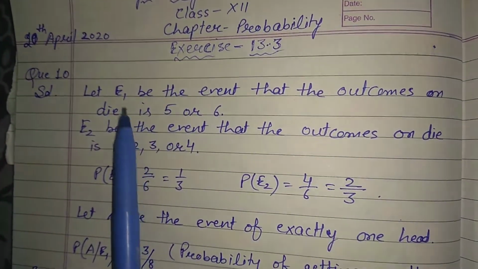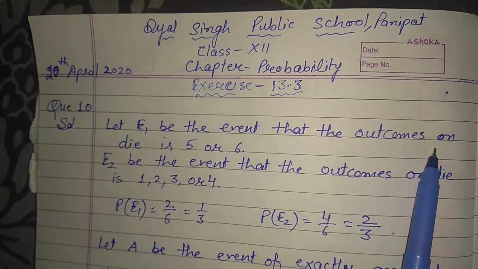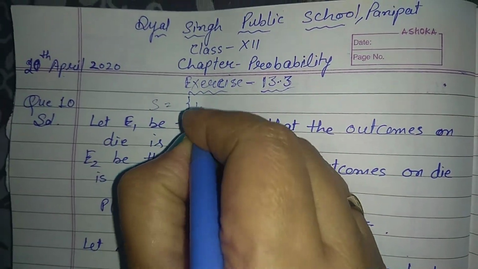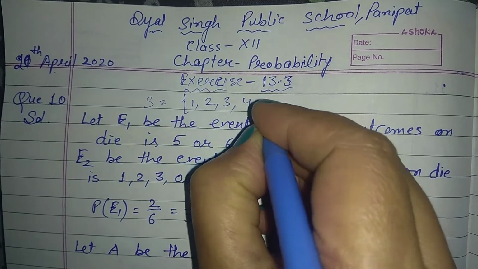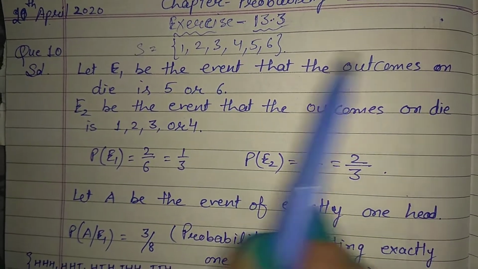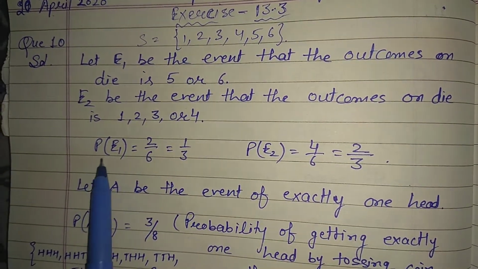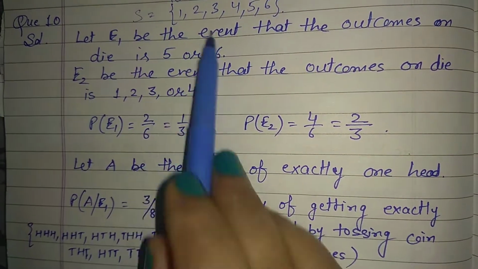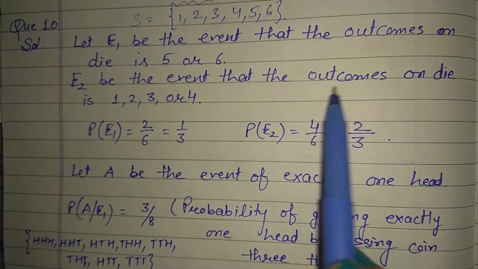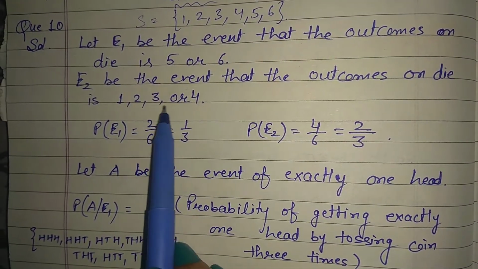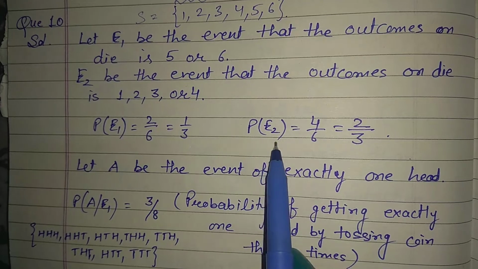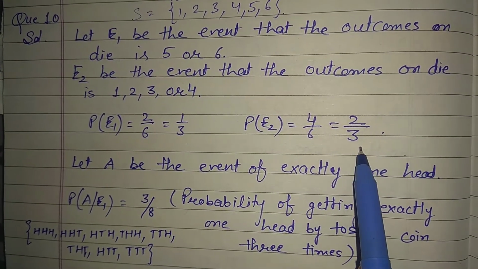So let E1 be the event that the outcome on the die is 5 or 6. We know the sample space is 1, 2, 3, 4, 5, 6. Then what is P(E1)? Favorable are 2 and total are 6, so the probability is 2 upon 6, that means 1 by 3. And E2 be the event that the outcome on the die is 1, 2, 3 or 4. Favorable are 4 and total are 6, so P(E2) is equal to 4 by 6, that means 2 by 3.